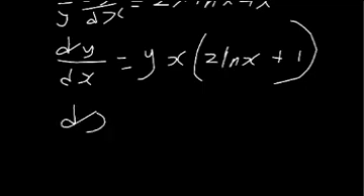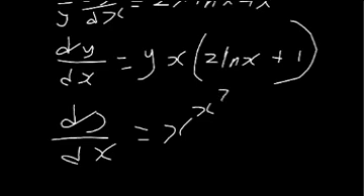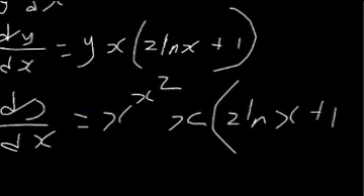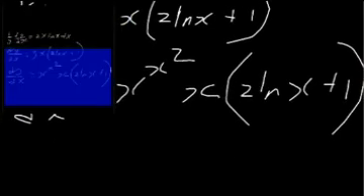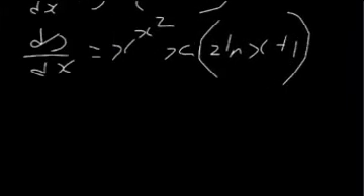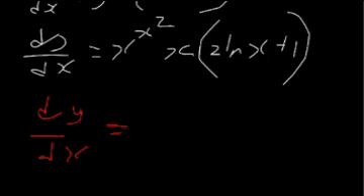So dy over dx equals x raised to power x raised to power 2, times x, into brackets 2 ln x plus 1, and that's your final answer. You can also write it like this: dy over dx equals x raised to power x raised to power 2 plus 1, into brackets.